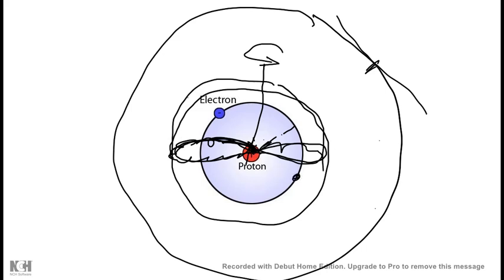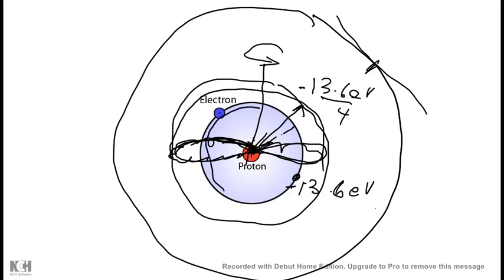This one is at minus 13.6 electron volts. This next one out is at a quarter of that: minus 13.6 electron volts divided by 4. Why divided by 4? Because we have these shells, and the shells go n equals 1, n equals 2, etc.